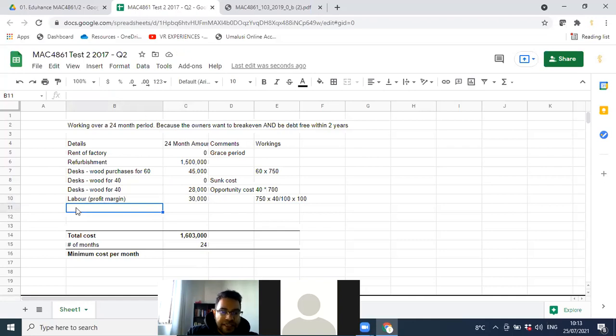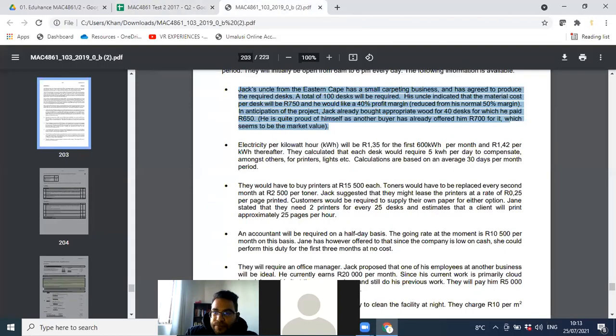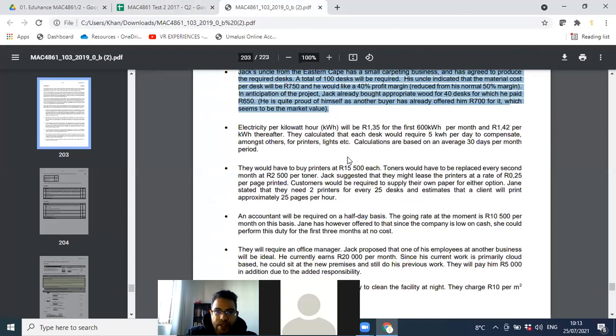Okay, so now that paragraph is done. The next paragraph is what? Where are we now? Electricity. So electricity per kilowatt will be 135 for the first 600 and then 142 for the remaining. They calculated that each desk would require 5 kilowatts per day. Calculations are based on an average of 30 days.